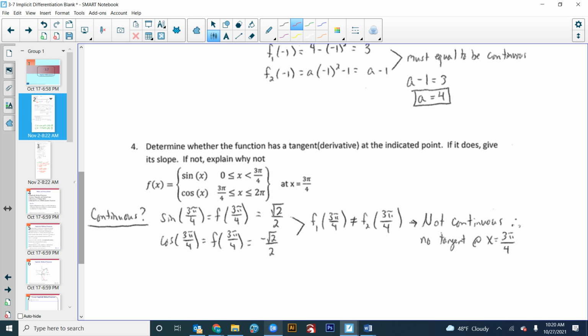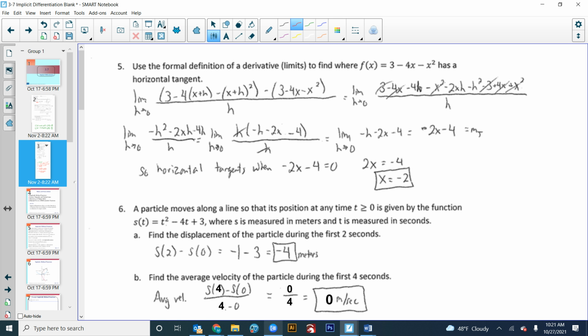What would you do if you had to check for smoothness? What if it was continuous? Check the slopes. Good. What's the slope of the top one? Well, the derivative is cosine x. You'd have to plug in 3 pi over 4. The derivative of the bottom one? Negative sine of x. Plug in 3 pi over 4. And if those values were the same slope, then it met and had the same slope coming from the left and right, so it's smooth as well. That would be the process for checking.